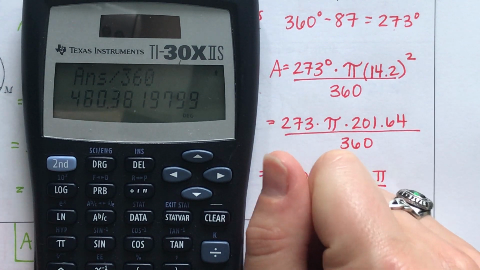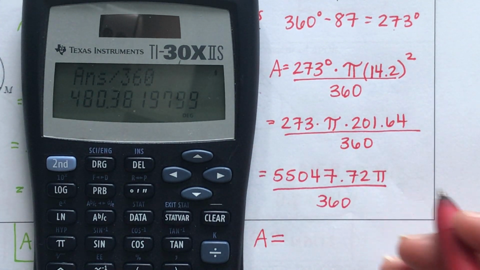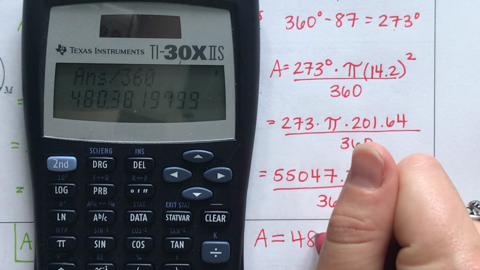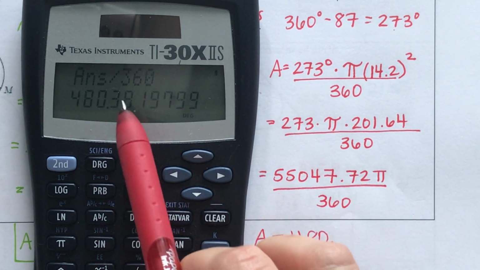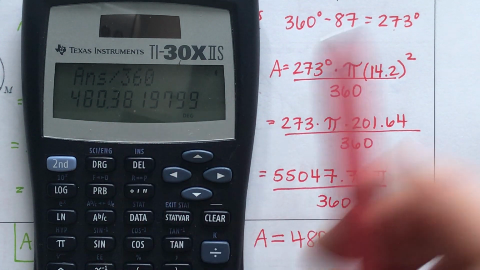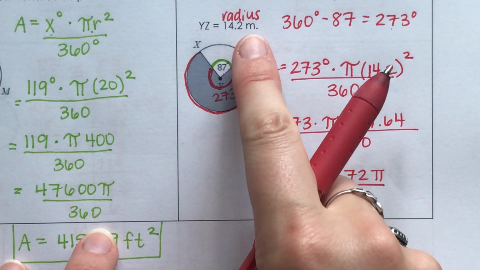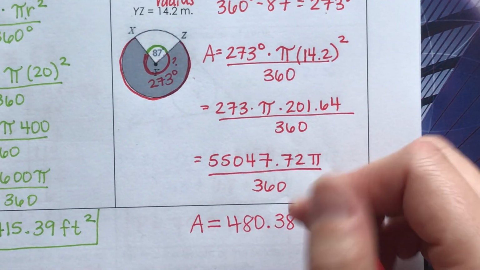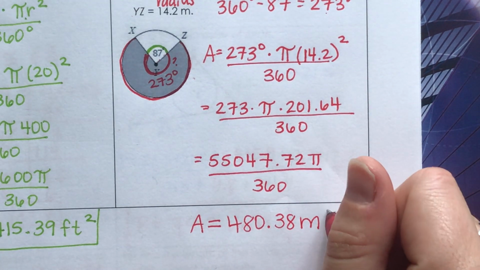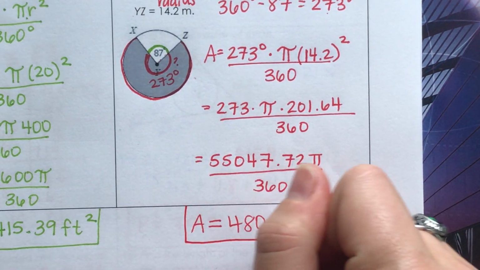Okay, so I get my area equals, round to nearest hundredths, so 480 point. It's 38 with a 1 after, so it stays 38. I'm talking about meters, so my answer is meters. And because it's an area, it is squared.